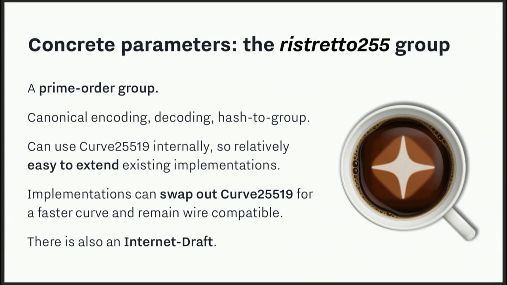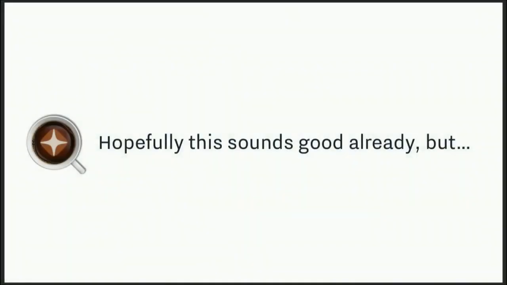But because of a really magical way that it's constructed, an implementation can actually swap out Curve25519 for a faster curve internally with no problems with wire compatibility. And there's now an internet draft of a spec for it, so that's cool. So hopefully that sounds pretty good.